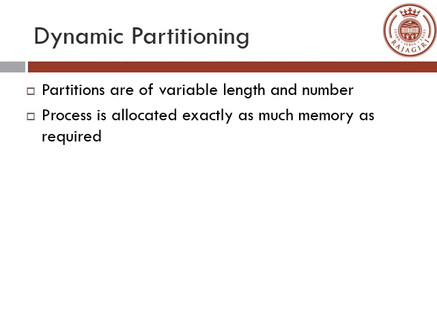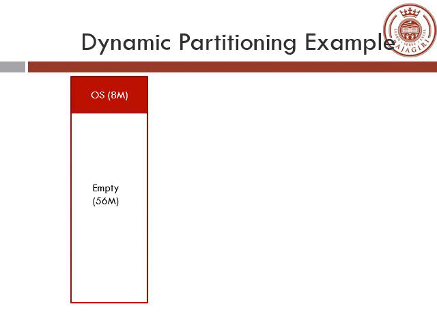A better partitioning method is dynamic partitioning. Here, the partitions are of variable length and number, and the process is allocated exactly as much memory as required. Let us go through an example of how dynamic partitioning works. Imagine a system with 64 megabytes of RAM. Initially, the main memory is empty, except for the operating system, which occupies 8 megabytes.